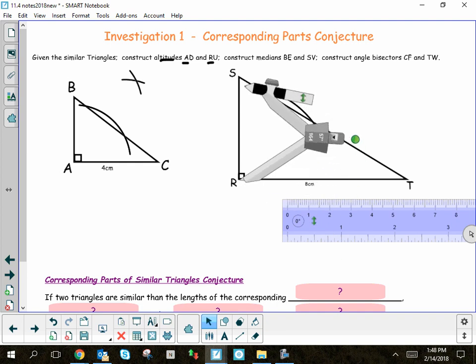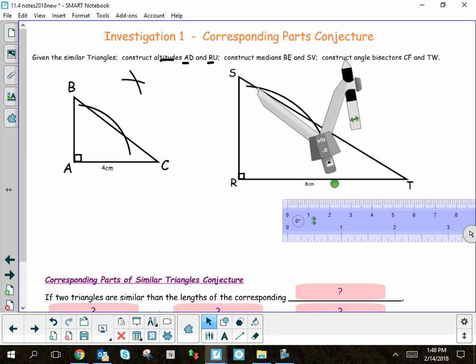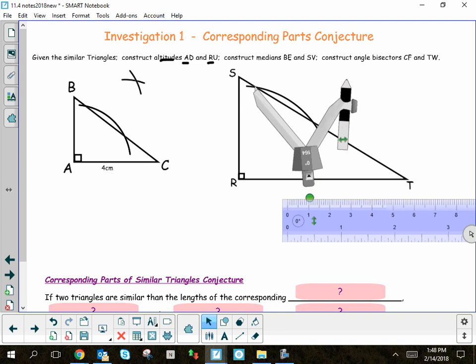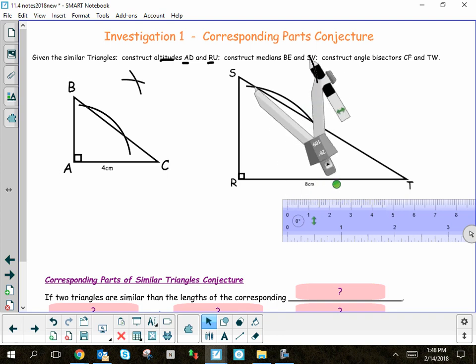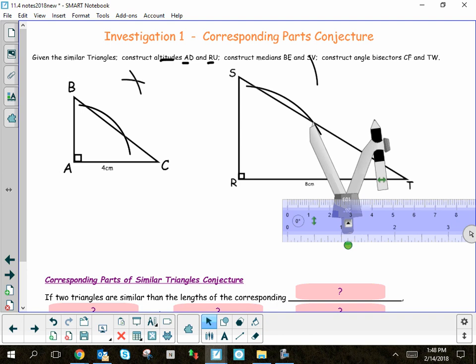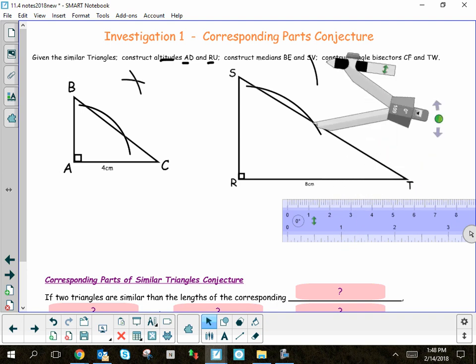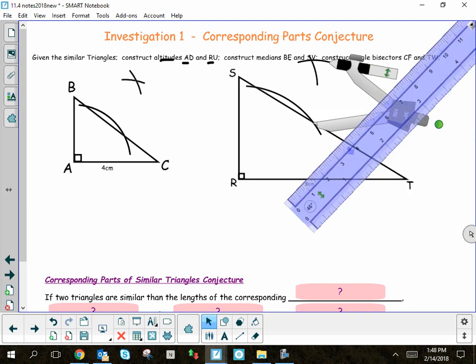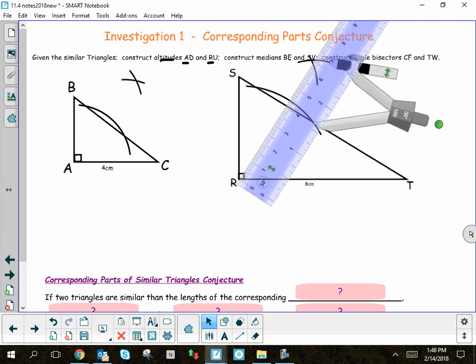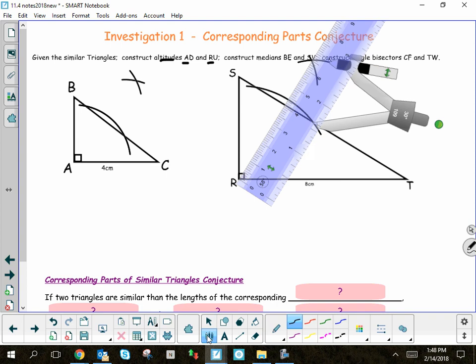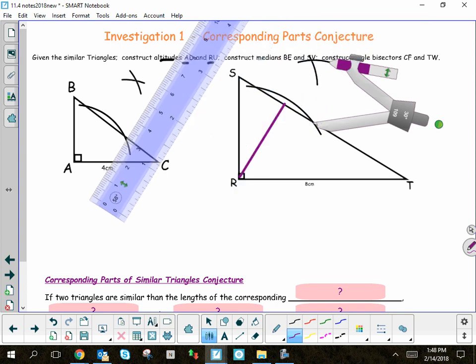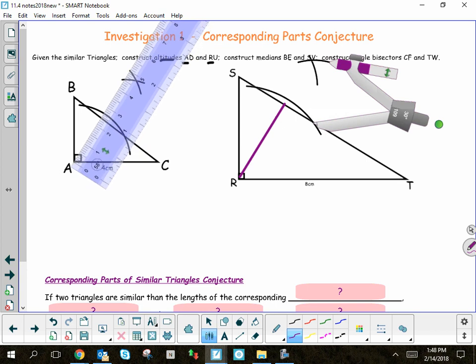Let's make it a little bit smaller. So make a smiley face. Place it on this point. Make an arc out here. And another point. And make another arc. And then let's use our ruler to make the altitude. So connect R through there. And then let's connect A through that one.